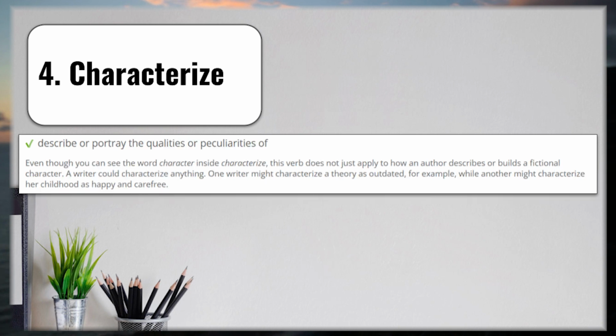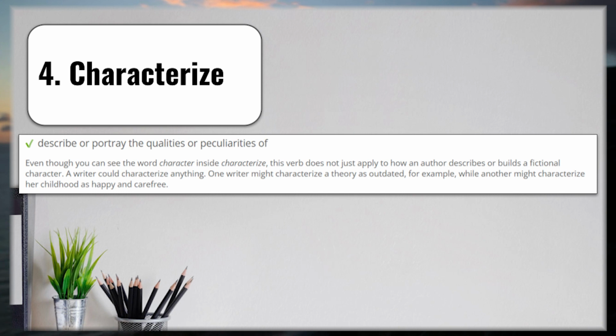You may have seen term number 4, characterize, when discussing characters in a book and how the author may characterize somebody with this type of quality or show that they're this type of character through this element of characterization. We're going to kind of broaden that a little bit. To characterize is to describe or portray the qualities or peculiarities of something.